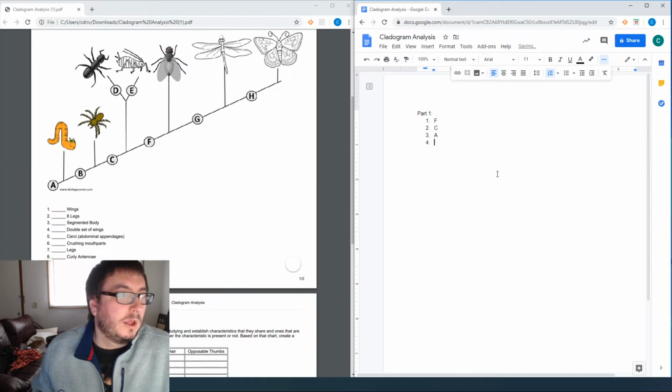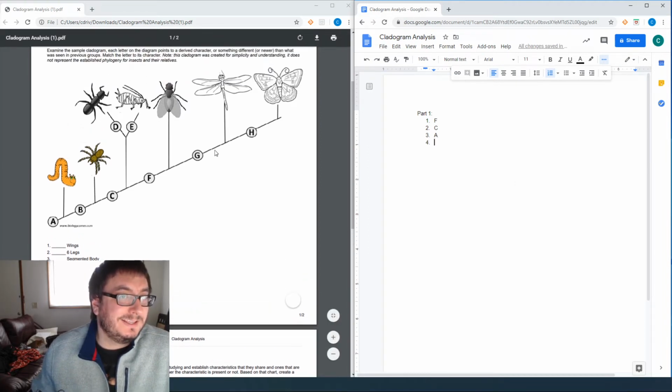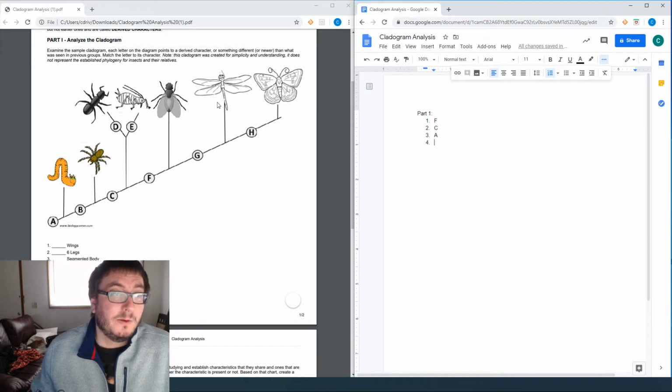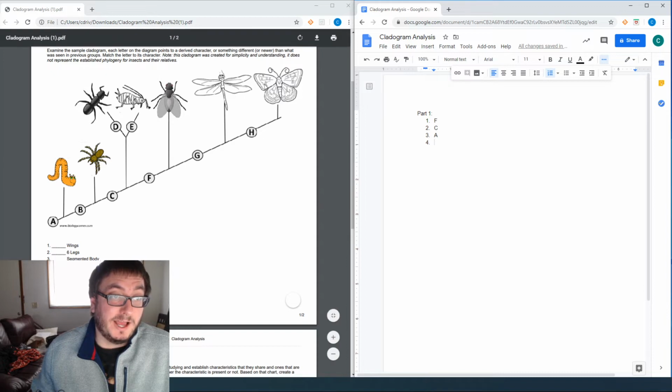Number 4, a double set of wings. This is just a single set of wings here on the fly. Can't really say that's a double set, but both the dragonfly and the butterfly have 2 sets of wings. So the double set of wings would be right here at letter G.